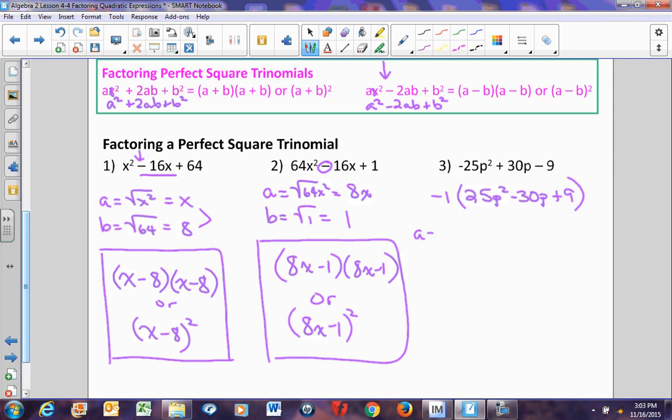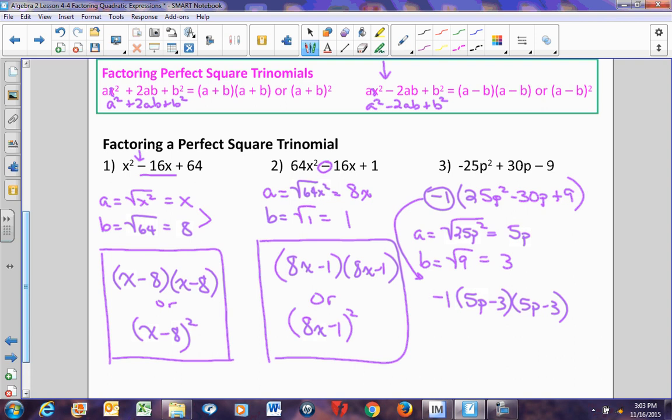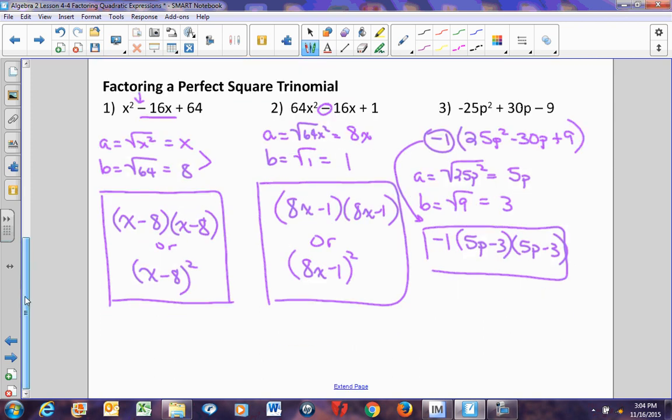So my a term is the square root of 25p squared, which is 5p. My b term is the square root of 9, which is 3. So I have 5p minus 3, again, because my middle term is negative, times 5p minus 3. Don't forget we took a negative 1 out to begin with, so we have to put that back. So it's either that or it's negative 1 parentheses 5p minus 3 quantity squared.